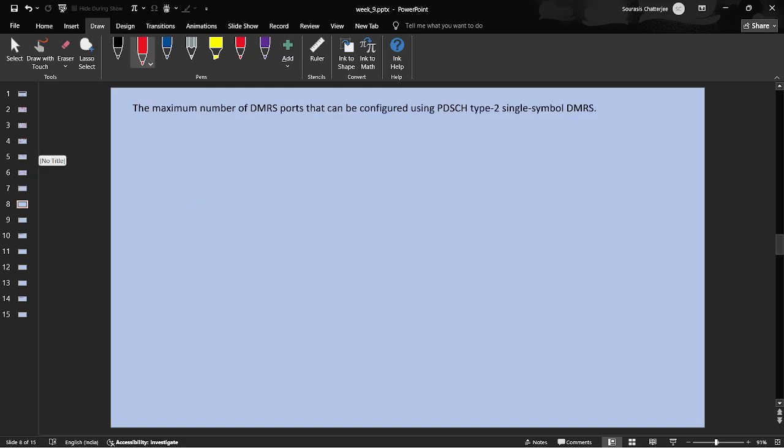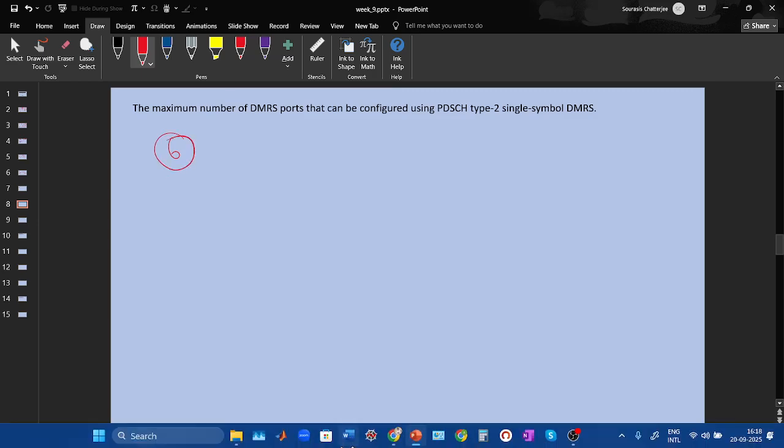So, what about this question here? Maximum number of DMRS ports that we can configure for type 2 single symbol DMRS. It is 6, it should be 6: 1000 to 1005.